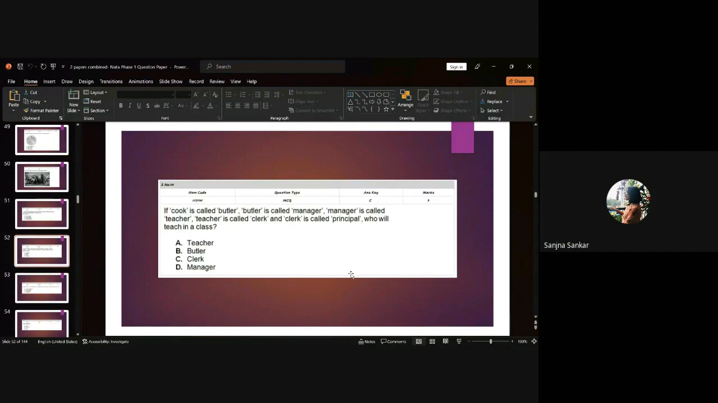Next question: if a cook is called a butler, a butler is called a manager, a manager is called a teacher, a teacher is called a clerk, and a clerk is called a principal, who will teach in a class? So who is called a teacher? A clerk, right? So the correct option is C, that is clerk.